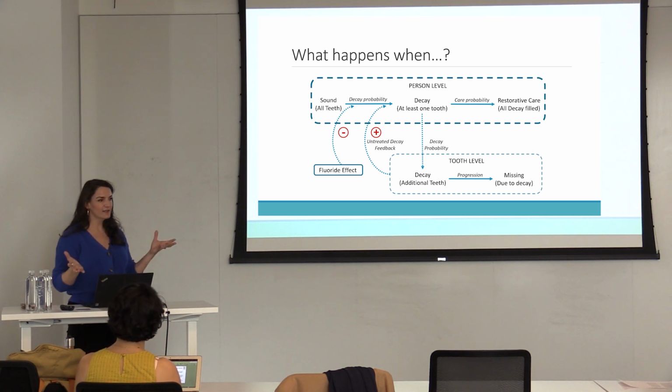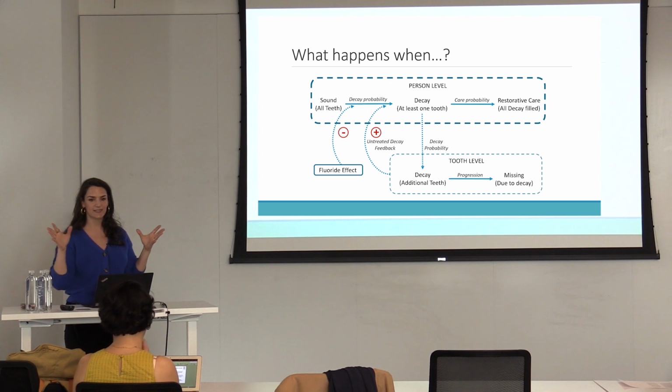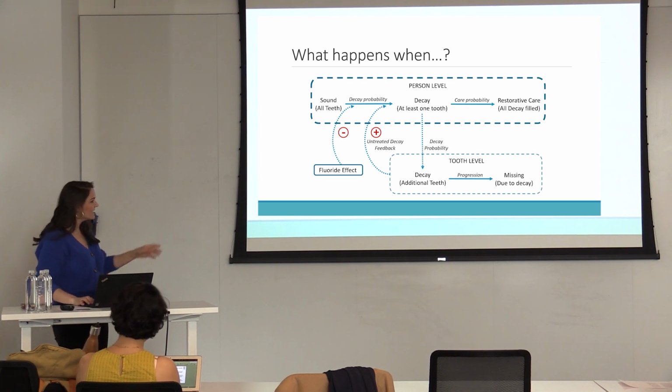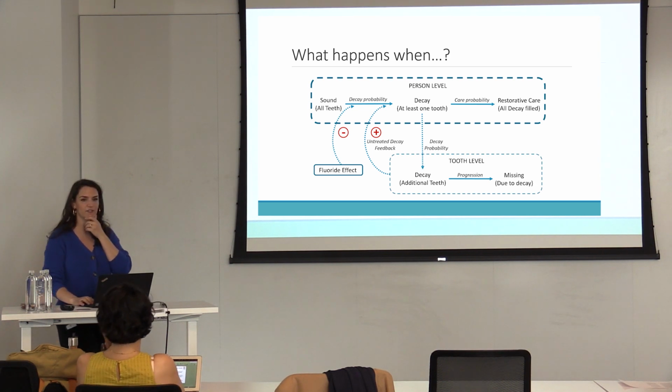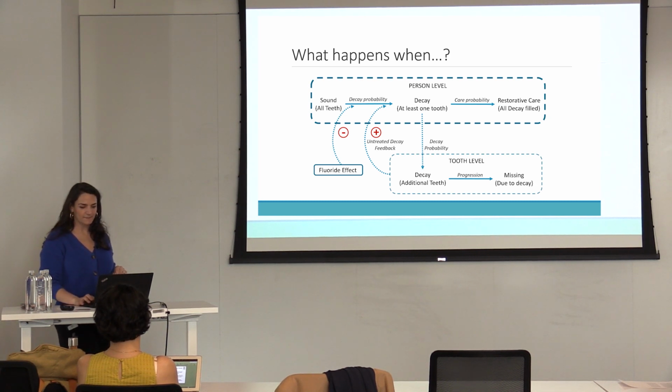So you end up seeing this increase in population disparities when you target high risk and when you increase access on a population level. And so this gave us some real insight into what's happening and what's driving the disparities on a population level with respect to this untreated decay feedback.